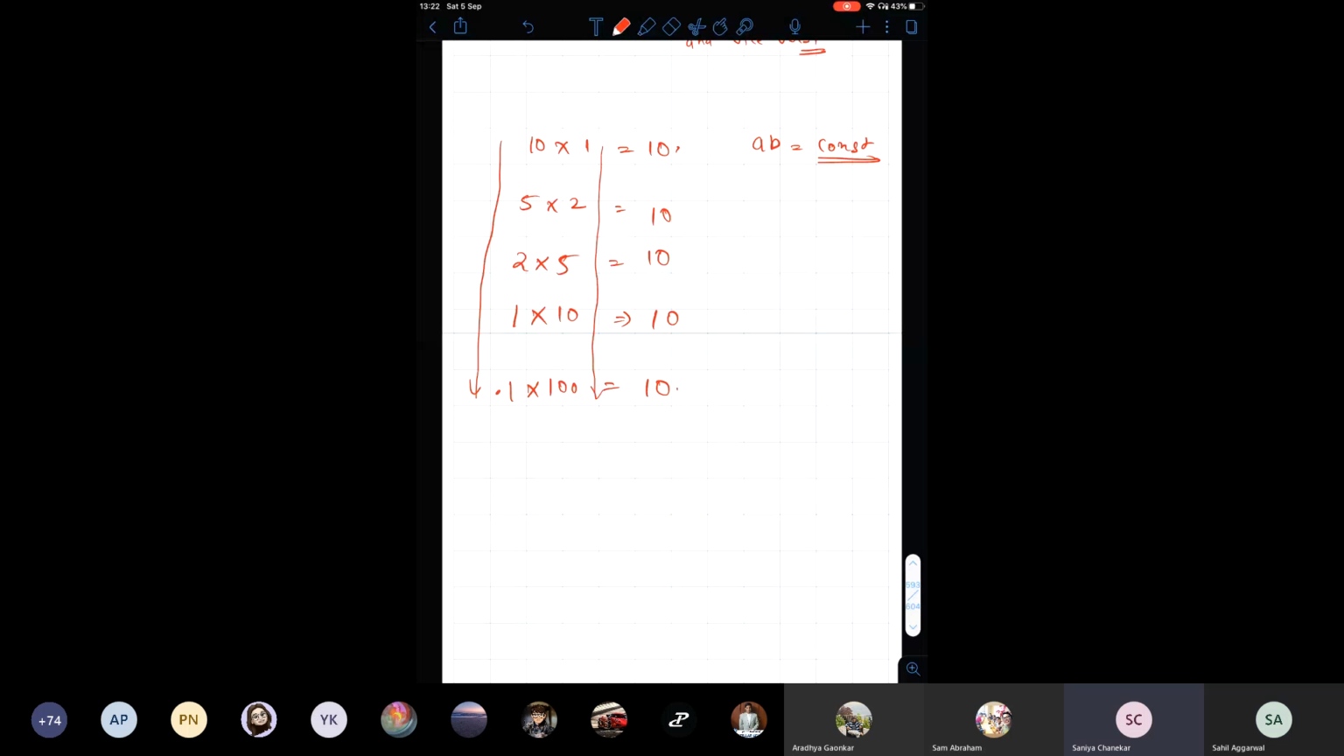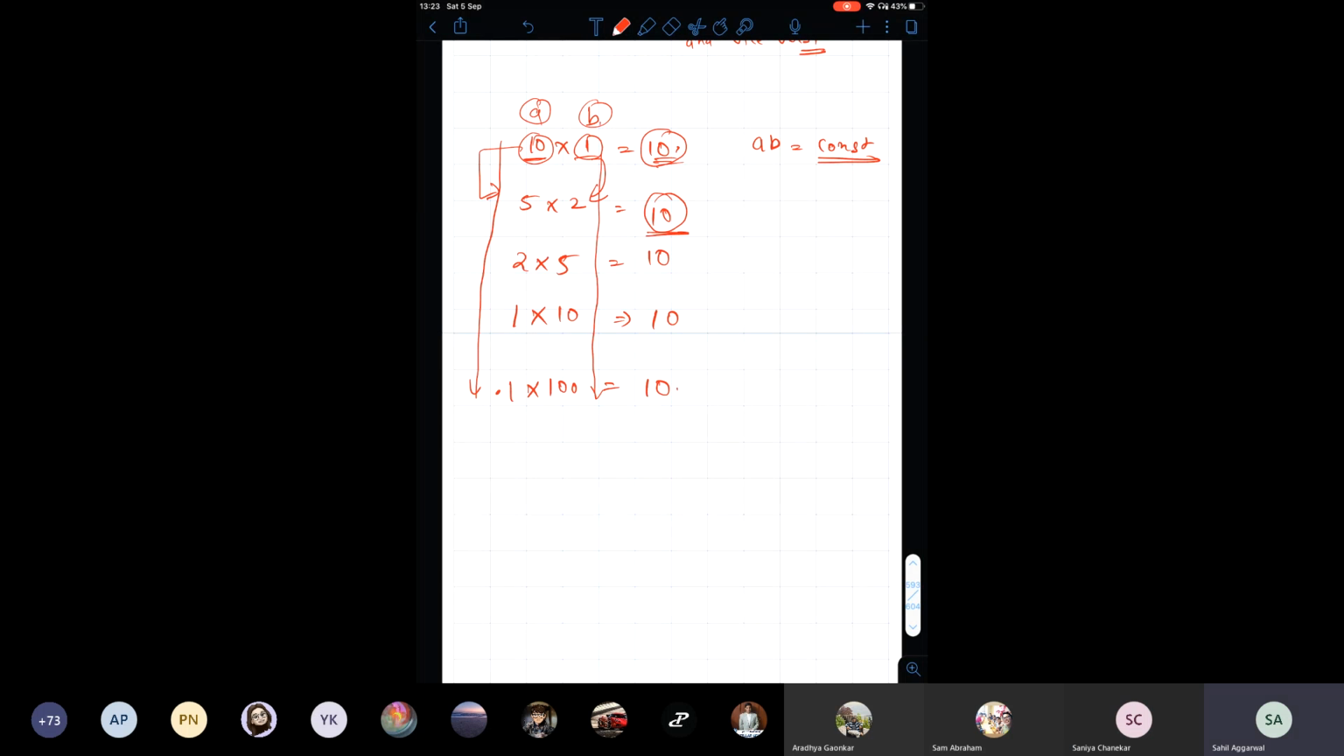No, sir. Didn't understand. See, let this be a, let this be b, right? A into b is equal to 10 है. Now, if this value remains constant and one of the values is decreasing, ये 10 से 5 हो गया, then this will increase from 1 to 2. Then only it will remain constant.